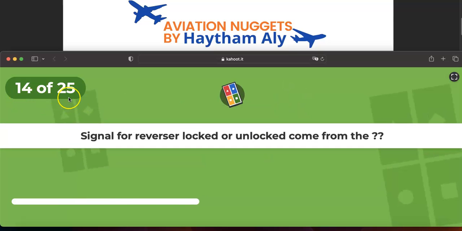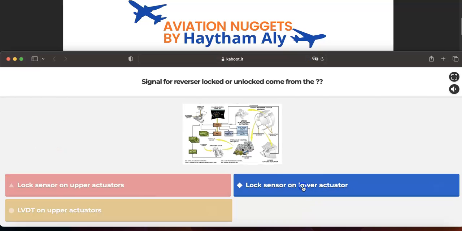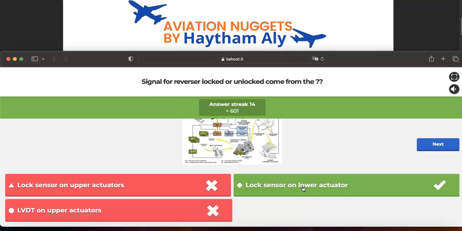Question 14 of 25. Signal for reverser locked or unlocked comes from: the lock sensor on upper actuator, the lock sensor on lower actuator, or the LVDT on upper actuator. The right answer is lock sensor on lower actuator. The lower actuators are called lower locking actuators, and they have the latching locking mechanism. And the lock sensor has the responsibility to tell the EEC if the thrust reverser system is locked or unlocked.